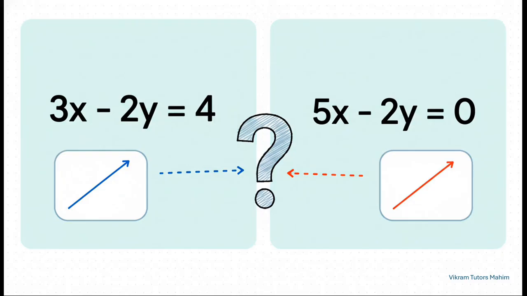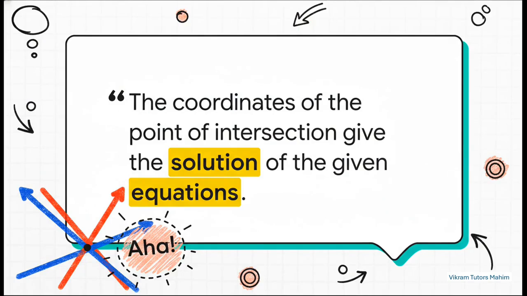But here's the puzzle. What if you have to follow two different rules at the same time? Let's say you have this first equation, 3x minus 2y equals 4. And then you have a second one, 5x minus 2y equals 0. Each one of these is going to create its own unique line with its own infinite set of answers. So here's the million-dollar question. What single point, what specific pair of x and y values can possibly make both of those equations true at the exact same time? And boom, here it is. This is the big aha moment.